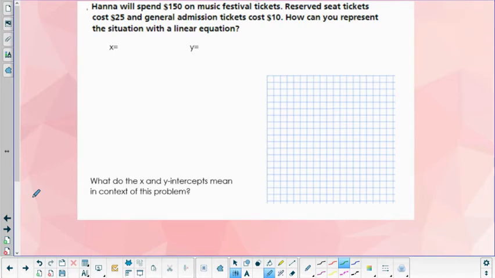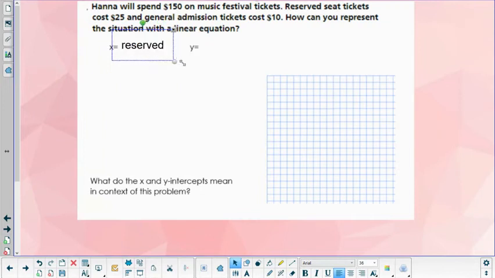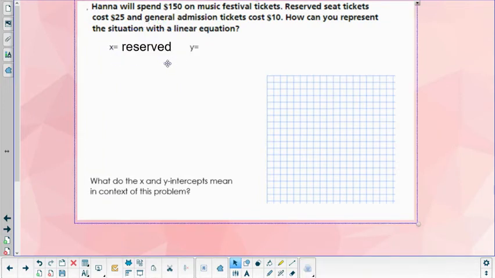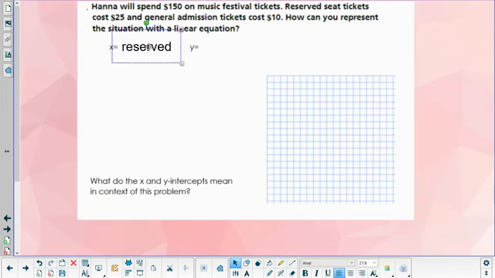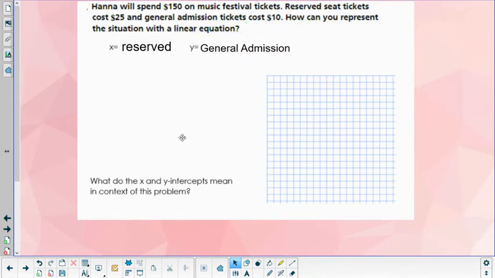One kind of ticket that she could have are those reserved seats. So those are those special ones. Let's call that x. That's like the upgraded ones, the reserved ones. And then the other ones that she could have are just the general admission. Those are the ones that everyone can sit. Okay, those cheaper seats. A little bit further away from the stage, but cheaper.